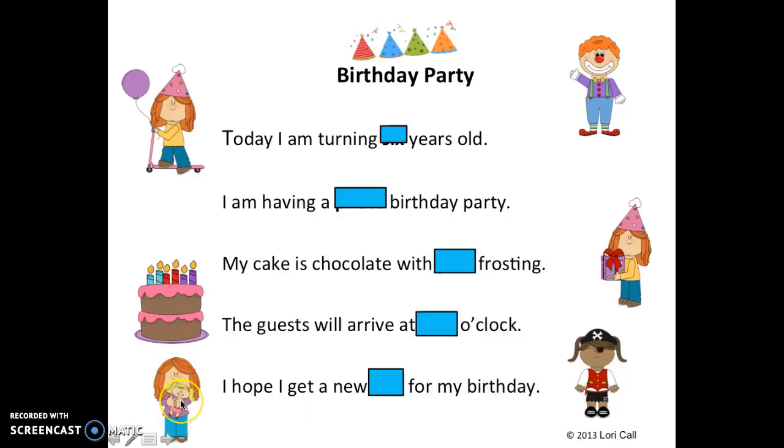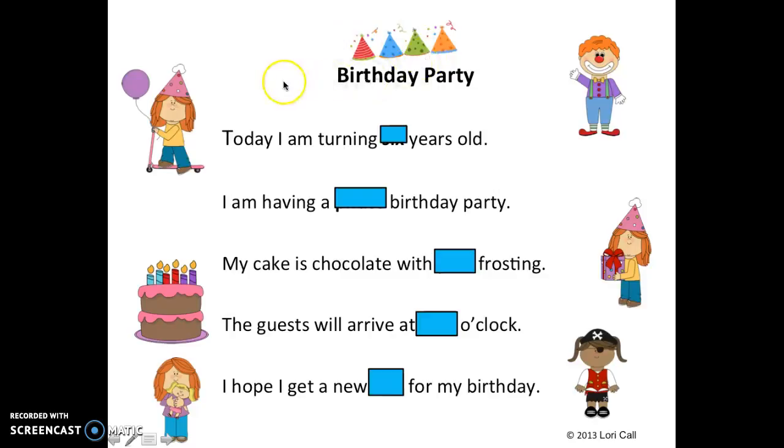I see a girl with a doll. I don't know if she's attending the party or if she's the birthday girl. I see a cake with 1, 2, 3, 4, 5, 6 candles. I think the birthday person might be turning 6. And then I see, looks like a scooter with a balloon. So it looks like this is a fun birthday party.